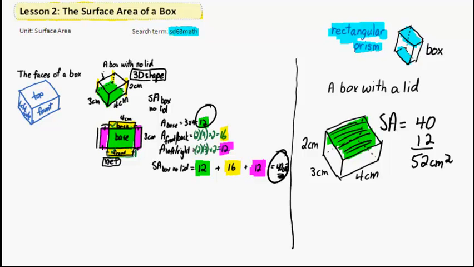If you wanted to, you could have a look at the net. It would just be the base, again with the four walls fallen down like this, 1, 2, 3, 4. But then the top, the lid, would be the same size as the base, and it would look just like this.